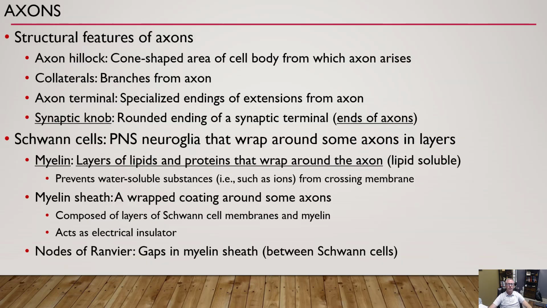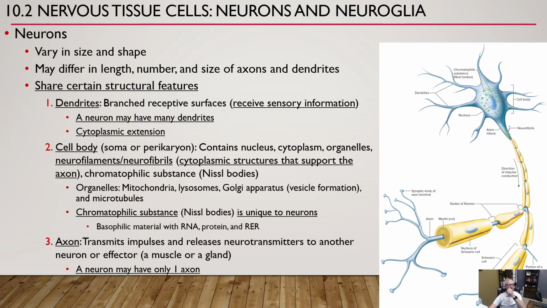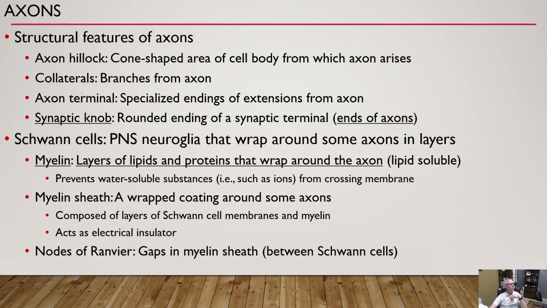All right, some other structural features of the axon. I already mentioned that axon hillock. That's this cone-shaped area that's right here. That's what comes off of the cell body, and that's how the axon arises. Remember that we can only have one main axon coming off of that cell body. However, we can have many collaterals.